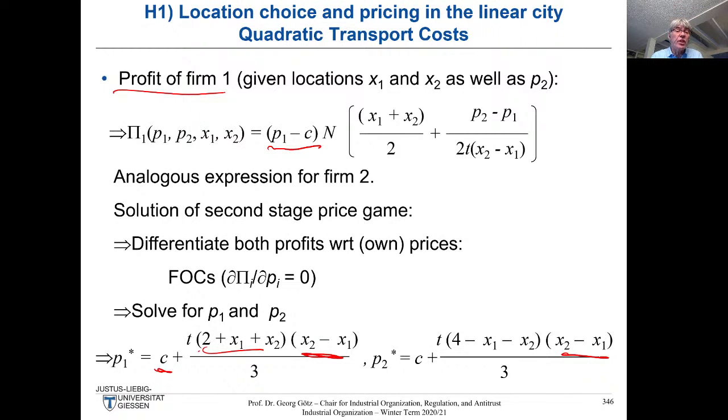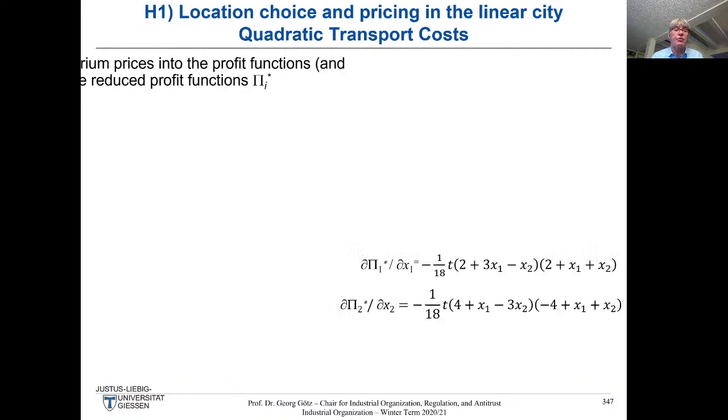More generally, we could say that prices go down as you move closer towards your rival. That's what you get by taking the derivative of P1 with respect to X1, or of P2 with respect to X1. If you take the derivative with respect to X2, you would see that if you increase X2, the prices increase. That means if you move farther away, your price increases. So more spatially differentiated products are sold at higher prices. That already gives you an indication of what the result will be.